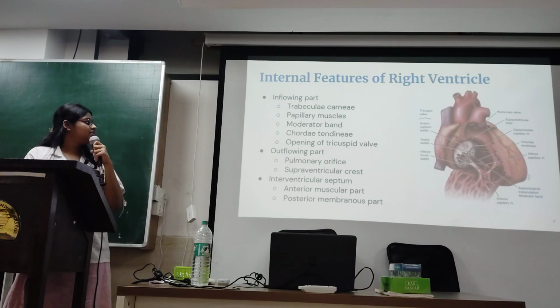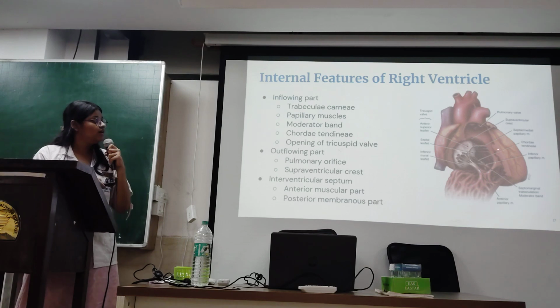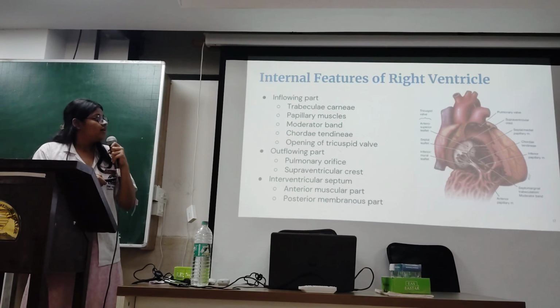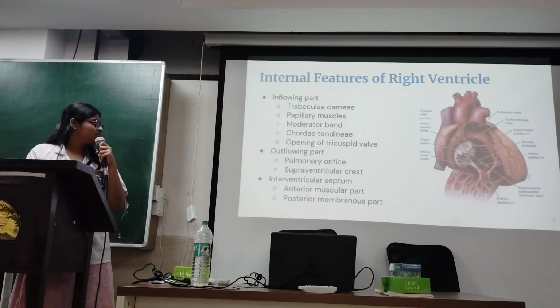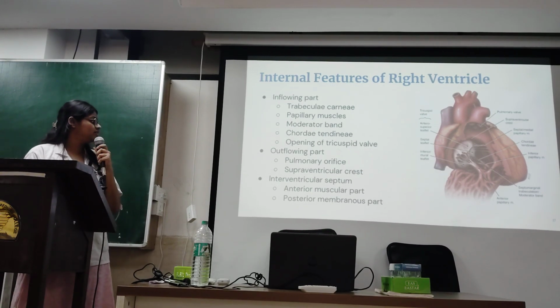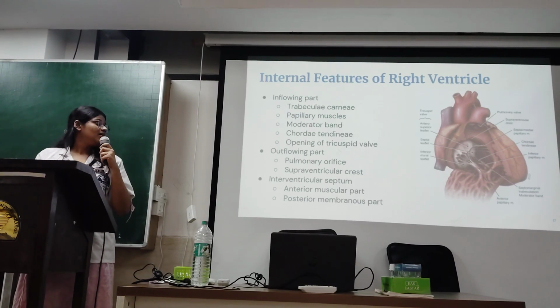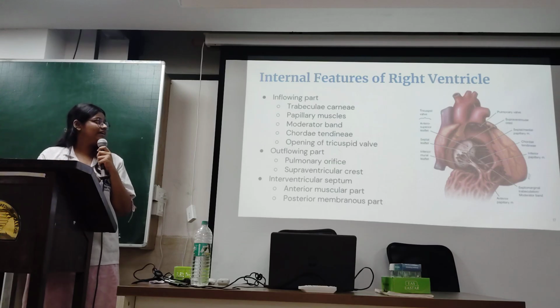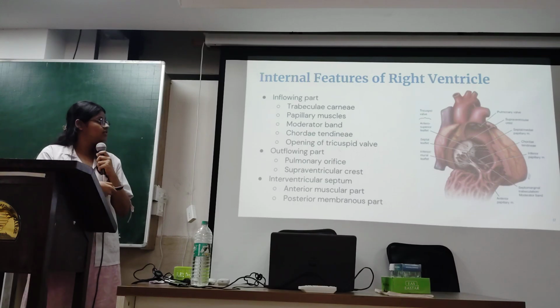The outflowing part consists of the pulmonary orifice, which is guarded by the semilunar valve, and the supraventricular crest, which is between the tricuspid and the semilunar valve. And we have the interventricular septum, which consists of two parts: the anterior muscular part and posterior membranous part. The posterior part divides not only the two ventricles but also the right atrium from the left ventricle, and the anterior muscular part divides the two ventricles.